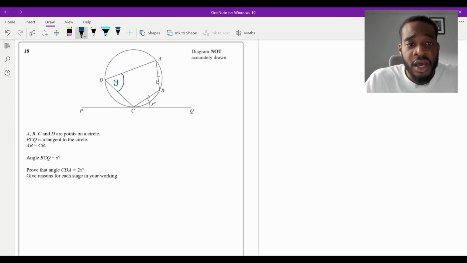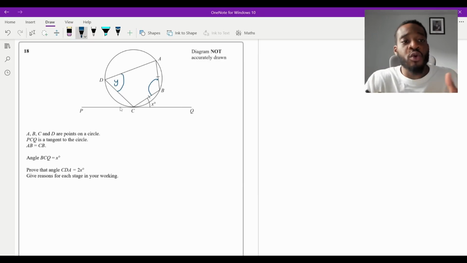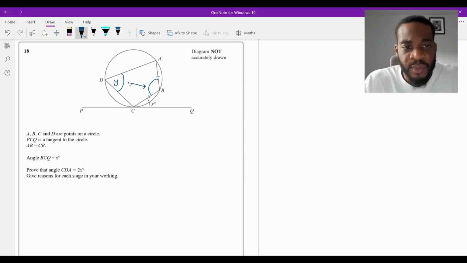cyclic quadrilateral. Opposite angles in a cyclic quadrilateral add up to 180. When you add them together, that's 180. So the fact that I've got a cyclic quadrilateral here, straight away, I'm going to say that one and that one, which I do not know, let's call this one z, for example. From there, I'm going to say that y plus z is going to equal 180 degrees.